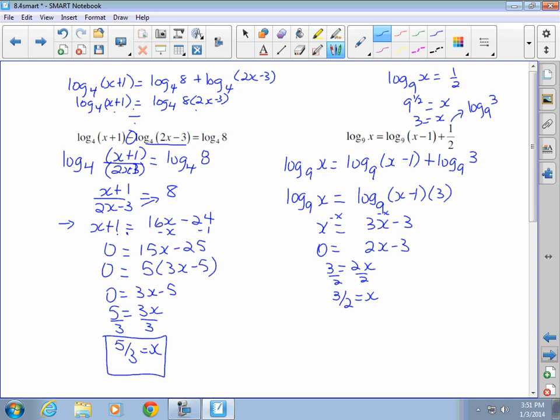And if you substitute in here, 3/2 is okay in there. In here, 3/2, so that's the same as 1.5 minus 1. So that's a positive value, so that is your solution.